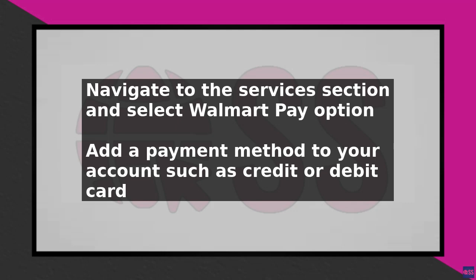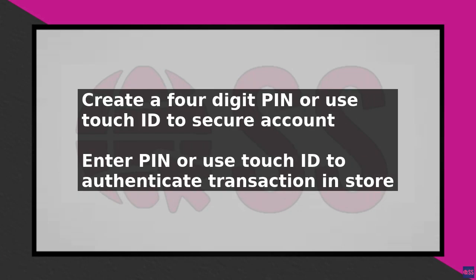After adding your payment method, you will need to create a 4-digit PIN or use Touch ID to secure your account. This is an important step to ensure that your account remains secure. To make a payment in store, open the Walmart app and navigate to the Walmart Pay section. Select the payment method you want to use and enter your PIN or use Touch ID to authenticate the transaction.